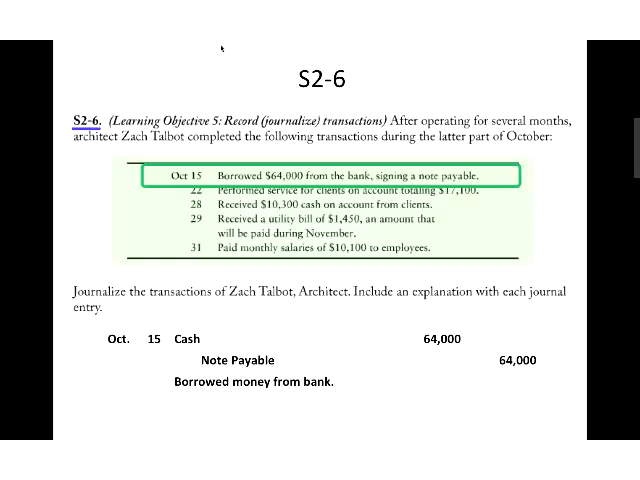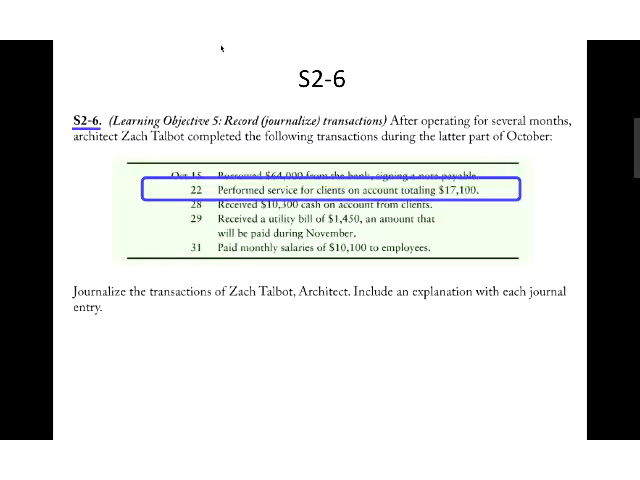So that's our transaction on the 15th. So we're going to move down and do the next, October 22nd. Performed service for clients on account totaling $17,100. Performed services means we have service revenue, and service revenue is increasing. When we look at our sheet, revenues increase with credits. So we have our credit, but we can't write our credit first. It's our second line.